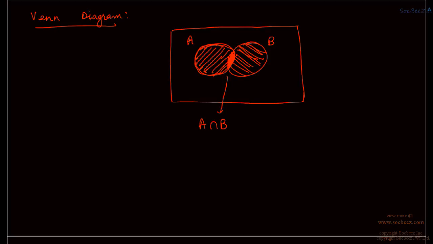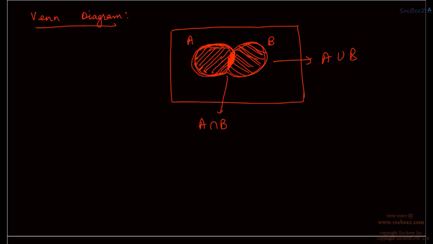Because here the event A is occurring and at the same time event B is also occurring. Whereas this whole shaded part, all of this can be written as A union B, right?